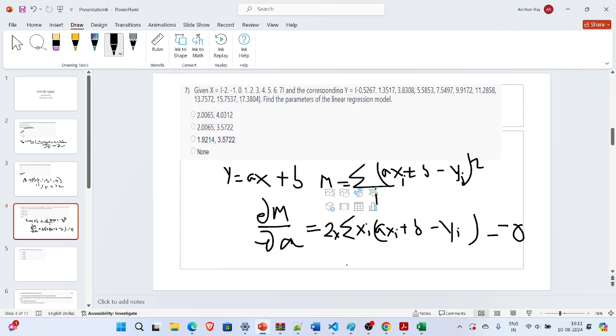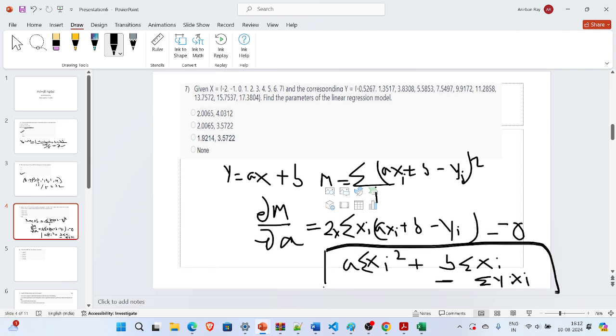So what we get here is a summation of xi square plus b summation of xi is equal to summation of yi xi. This equation we have got, it is clear. Everybody clear?